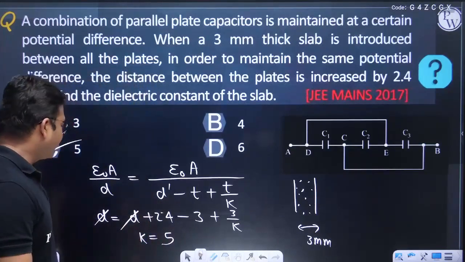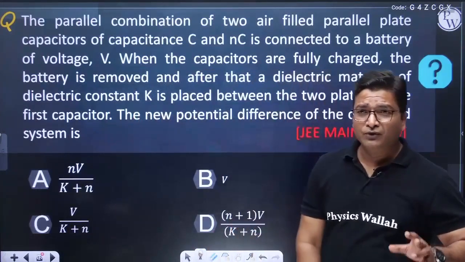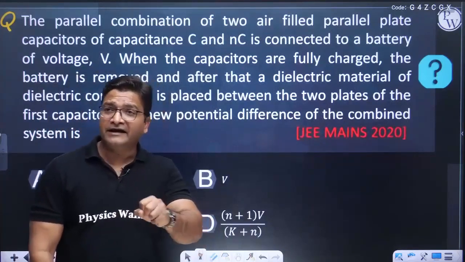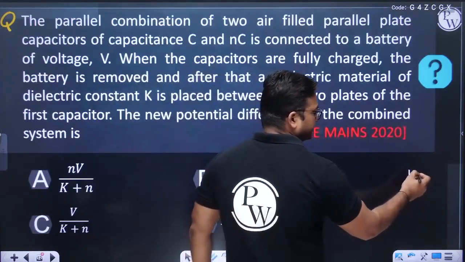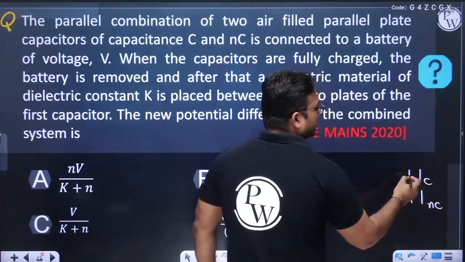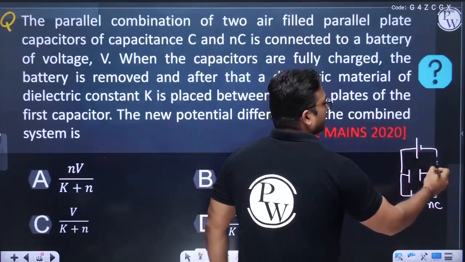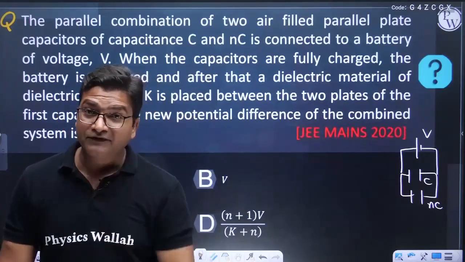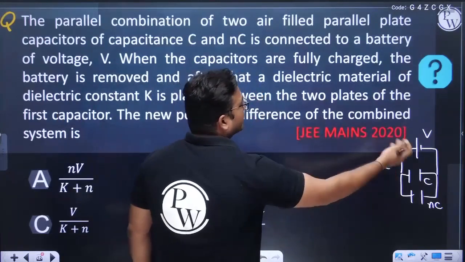Okay, so next question. In this question they are saying a parallel combination of two air filled capacitors of capacitances C and NC is connected to a battery of voltage V. So what we have here is two capacitors C and NC, they are in parallel and they are connected to a battery of voltage V. So obviously both will be charged by a potential difference V. Now the battery is removed actually.